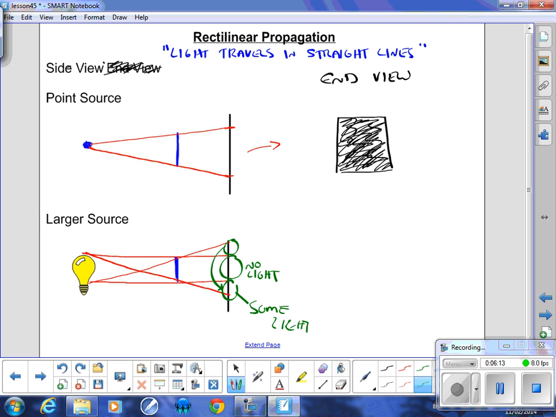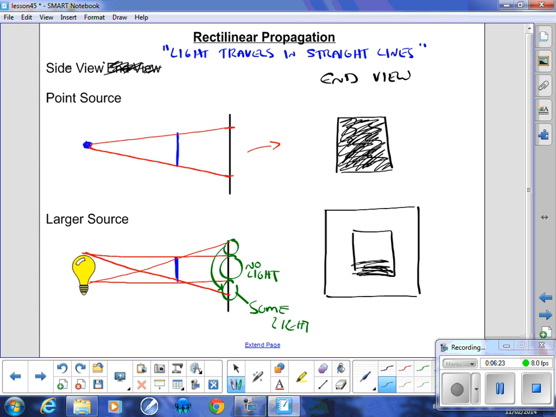All right, so what does that mean? Well, the resulting shape looks like this and like this. So in here, no light reached it, and outside, some light reached it, so I'm not going to color it in. What we call these total blackout areas, where there is no light at all, we call the umbra.